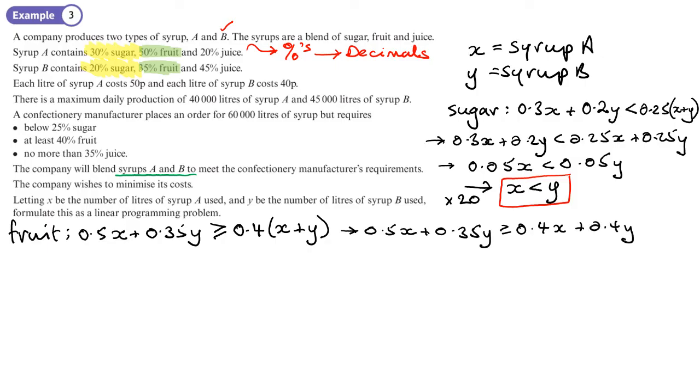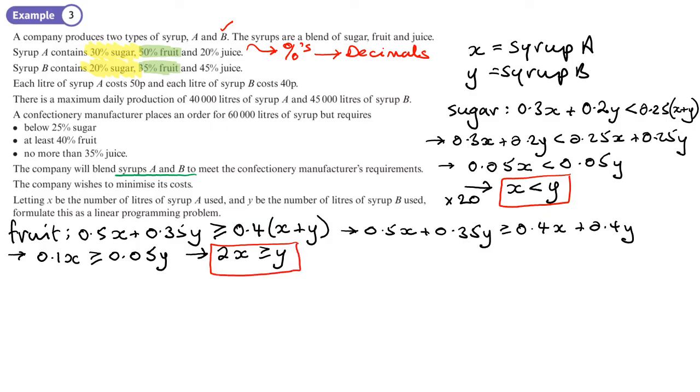If we take away 0.4x from both sides, we'll end up with 0.1x is greater than or equal to, because we're going to take away 0.35y from both sides, and that will leave us with 0.05y. Then if we were to multiply everything by 10, or even 20 actually, so that we don't get any decimals, this will become 1 and this will become 2. So this simplifies to 2x is greater than or equal to y. So we'll just highlight that.